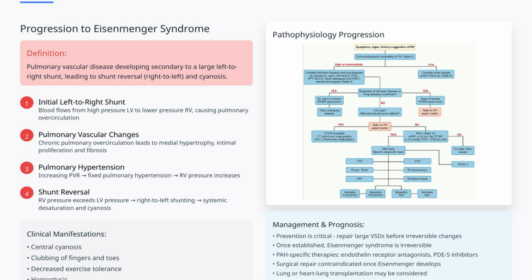Infective endocarditis would present with fever and new murmur, not increasing cyanosis. Aortic valve prolapse can occur with paramembranous VSDs but doesn't cause cyanosis. Complete heart block may cause exercise intolerance but doesn't explain cyanosis or elevated pulmonary vascular resistance.